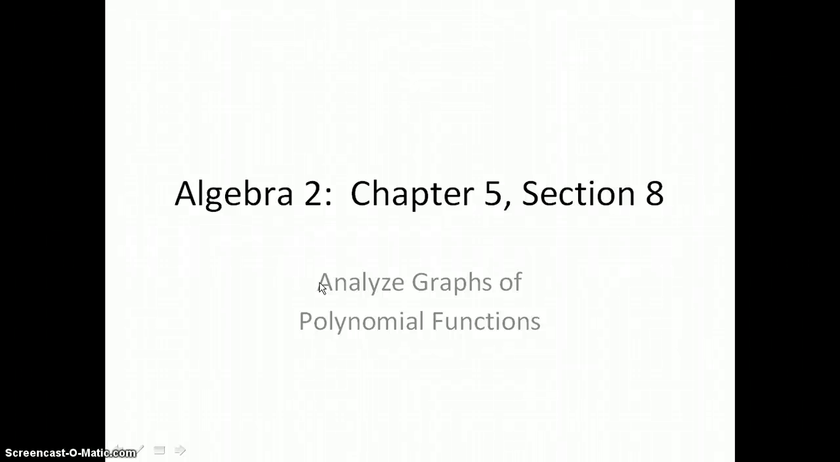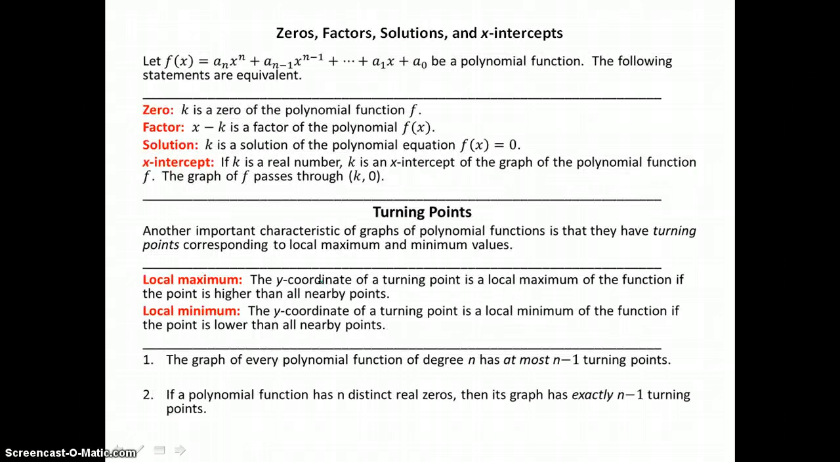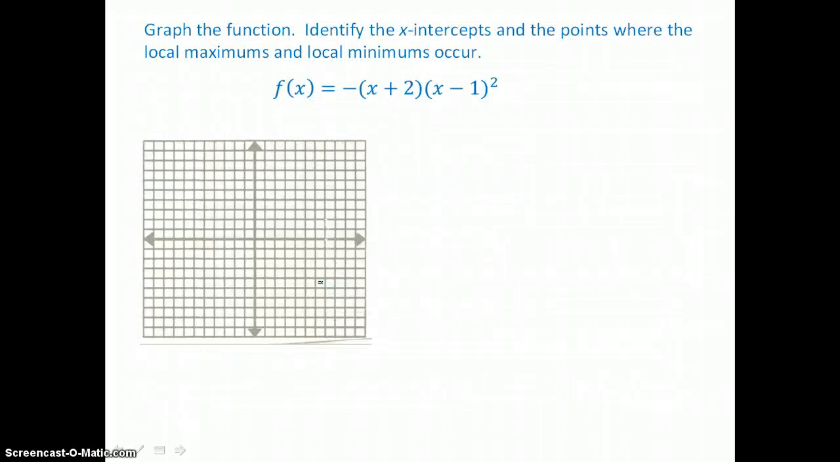In section 5.8, you will analyze graphs of polynomial functions. So in this section, we'll be graphing again, and we'll be concerned about finding x-intercepts and local maximums and local minimums for these curves. The first function we're going to graph looks like this.